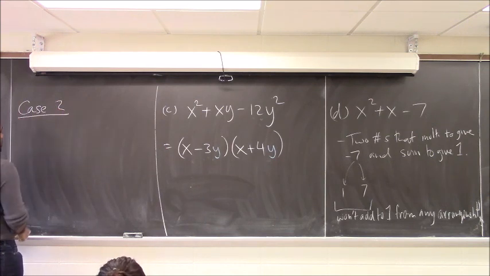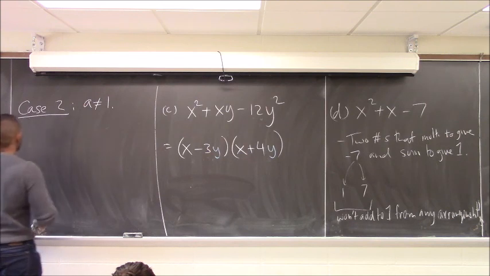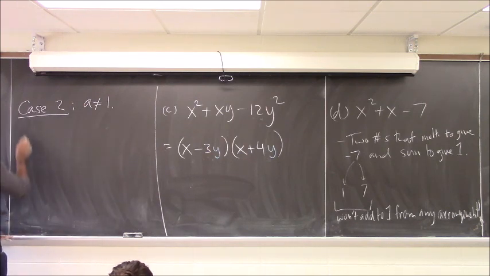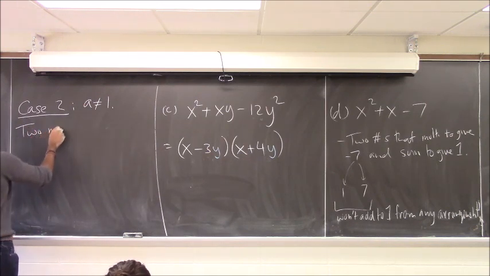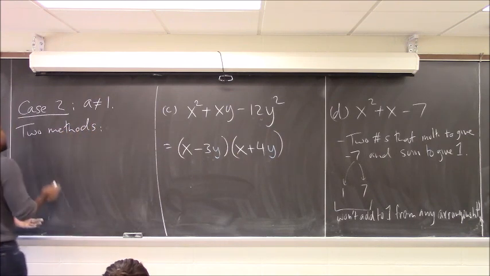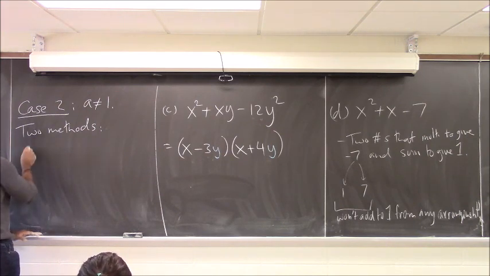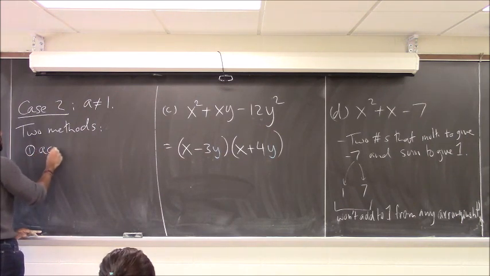Case 2. This is when your a is not equal to 1. So two methods here. The second one is not going to sound like a method, but next time I'll describe it and it'll be a method. At least I want to get through the AC method.